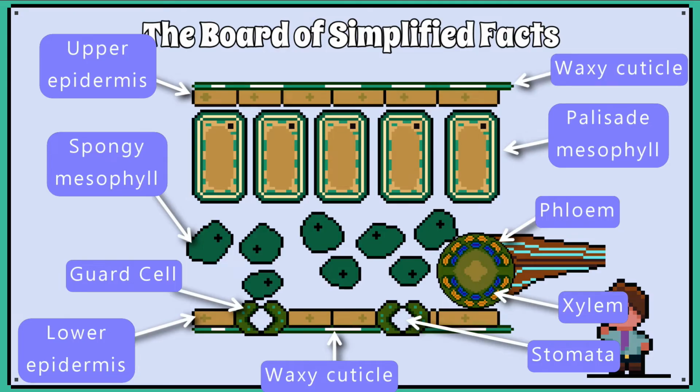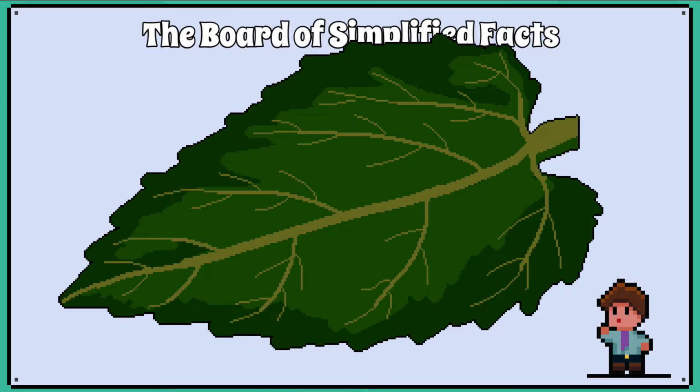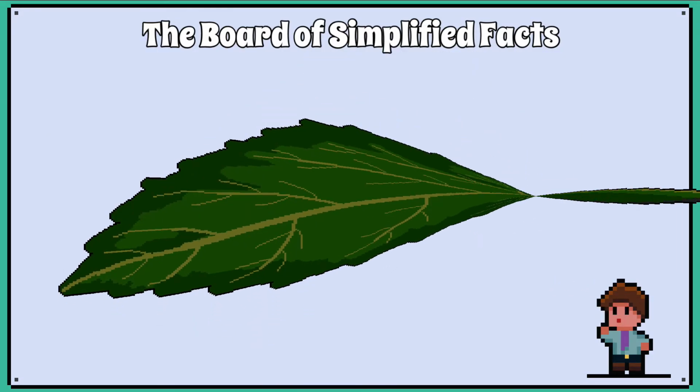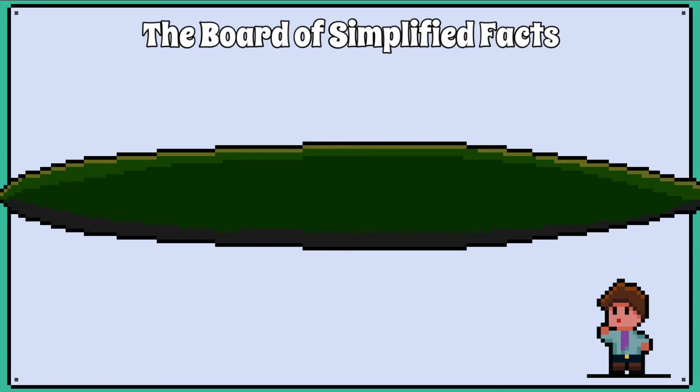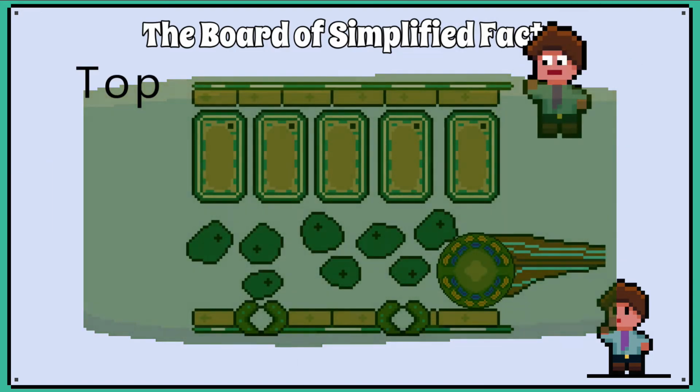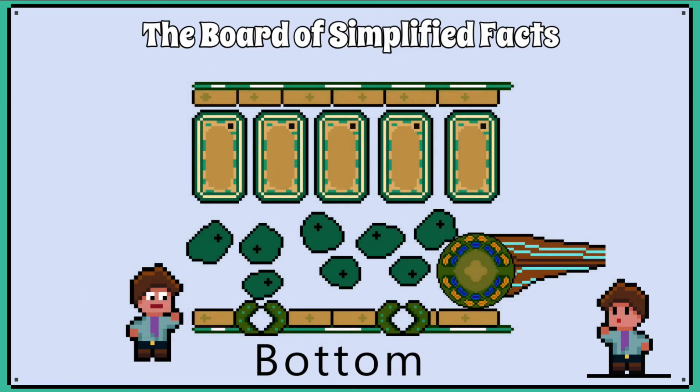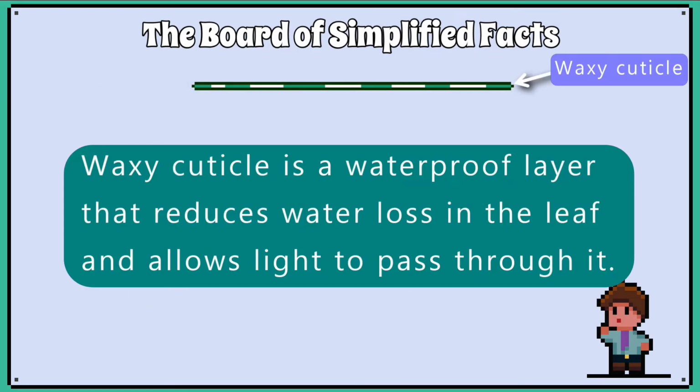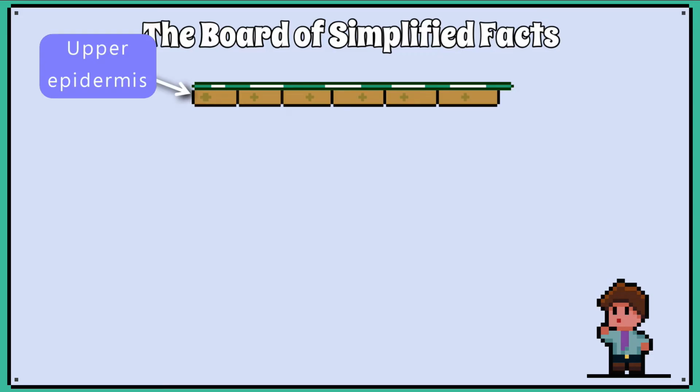We need to be able to label and describe the role of each part in this diagram of the leaf structure. You must imagine that this diagram is a cross-section of the leaf as if you're looking at it from the side. So, this is the top of the leaf, and this is the bottom of the leaf. Looking from the top, we have a waxy cuticle. This helps reduce water loss in the plant and allows light to pass through it. Below that is the upper epidermis, which is a single layer of cells.